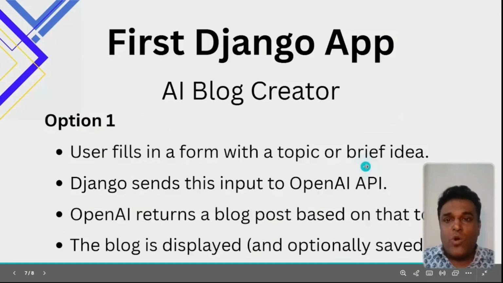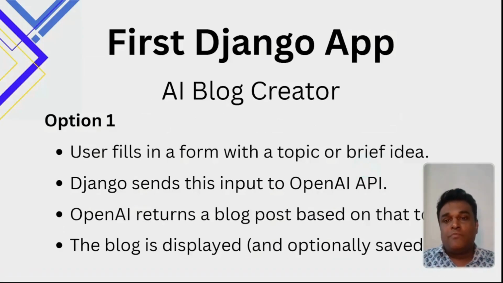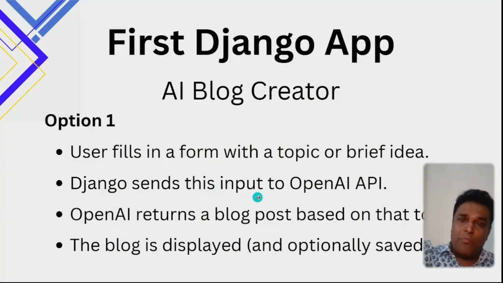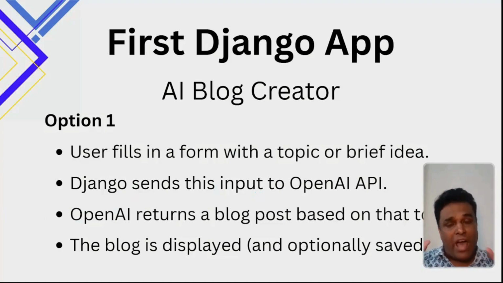Okay, so what we are going to do is create the first app, that is the AI blog creator. Now, what this app is going to do, it will take some options. There are two options. Option one is the user will give certain input, that is the topic, a brief idea of what the blog is supposed to be about, and then Django will send the input to the OpenAI API. In my previous video, I have shown you how to use OpenAI. If you have not seen that, please go back and watch that video. And from this particular video is where we are actually developing a full-fledged software.